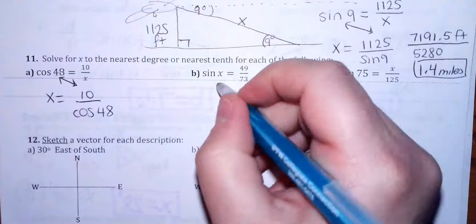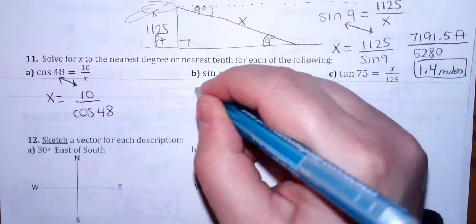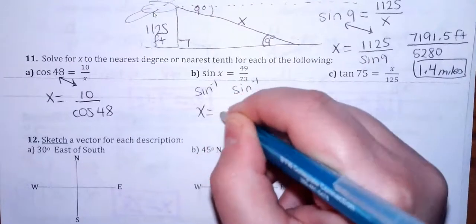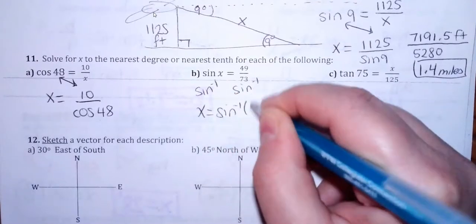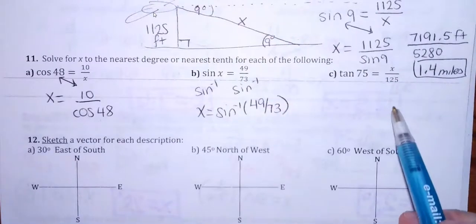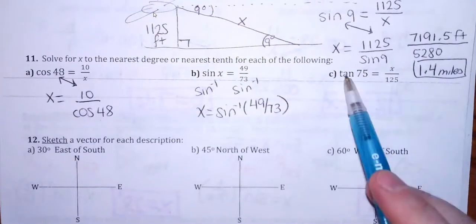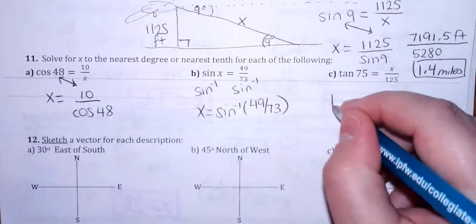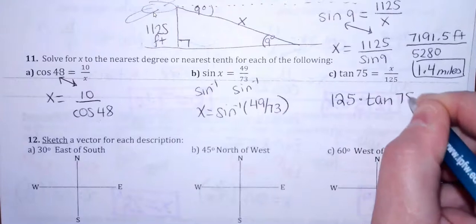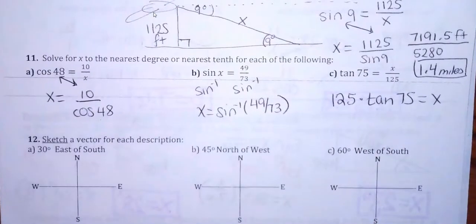For this question, I don't know the angle, so I'm going to do an inverse here. So this is going to be inverse sine 49 over 73. And then the last one, I've got the variable in the numerator with the tangent here, so I'm going to multiply both sides by 125 to get that answer, and you guys can type those in.